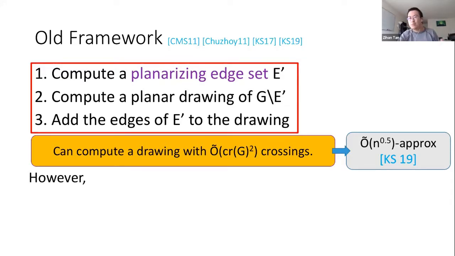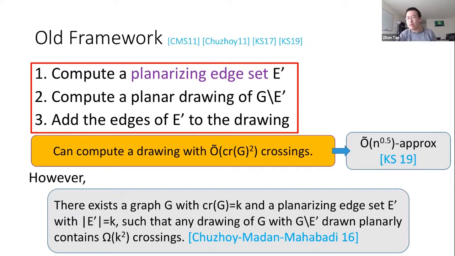And it has been proved that for every integer k, there exists a graph with crossing number k that also contains a planarizing edge set E prime with only k edges, such that any drawing of this graph that induces a planar drawing of G minus E prime must contain at least k squared crossings. Okay, so basically this CRG squared is the best we can hope for in this framework, and therefore the best approximation ratio is also square root of n. So we want to break this barrier. We need to basically come up with something new.